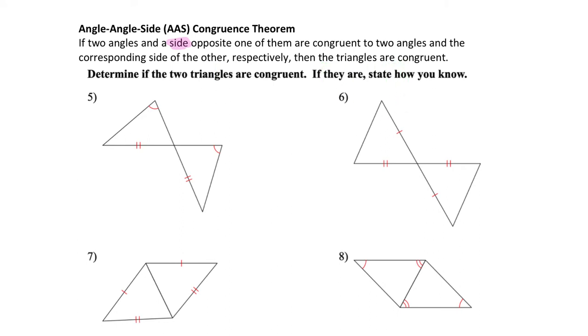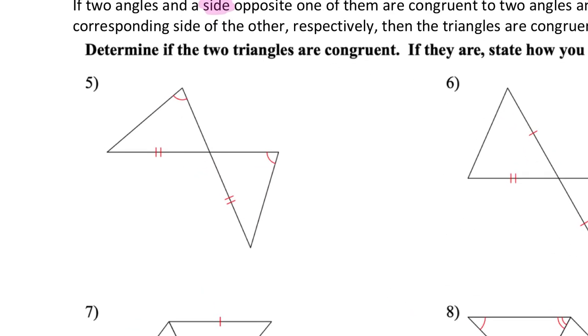Let's see here, number five. Again, we know that this angle is congruent to that one. And now we have that this side is congruent, that is opposite to this one that has just one little arc, right? So it's opposite to that angle, right? So that means that those two triangles are congruent by angle, angle, side. So again, angle, angle, side. So by angle, angle, side.